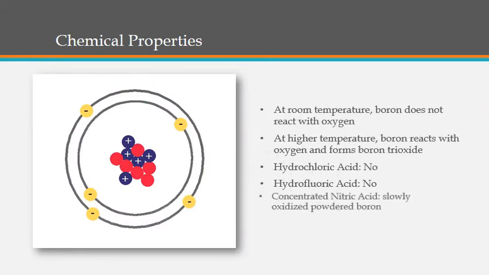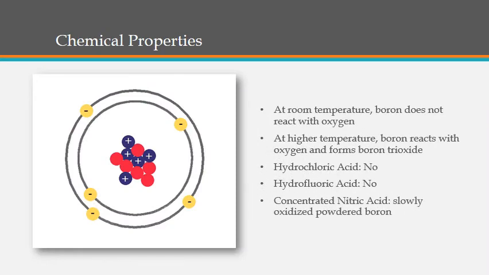Now let's look at some chemical properties of boron. At room temperature, boron does not react with oxygen. At higher temperature, however, boron reacts with oxygen and forms boron trioxide. Boron does not react with hydrochloric acid, HCl. Boron does not react with hydrofluoric acid, HF. Boron reacts with nitric acid, HNO3.